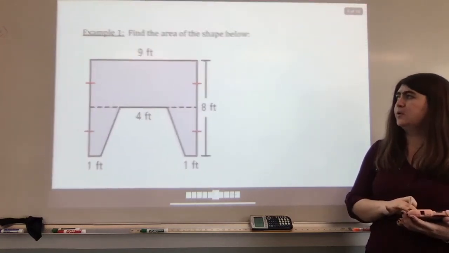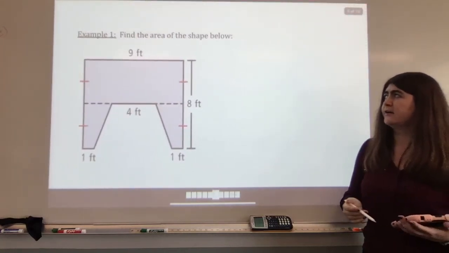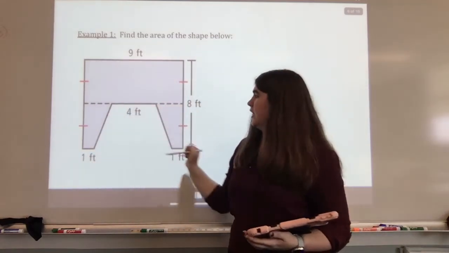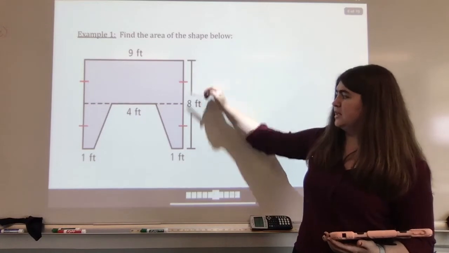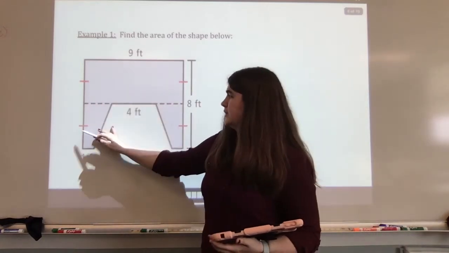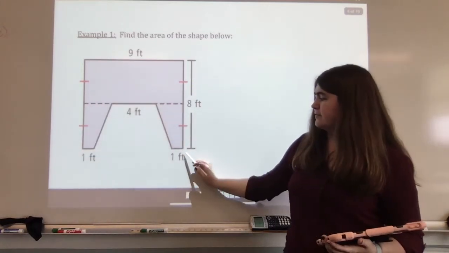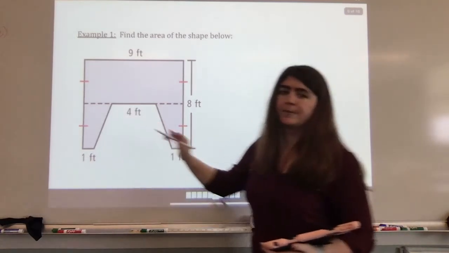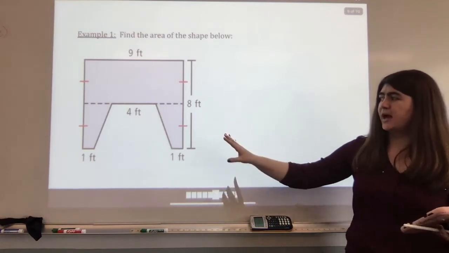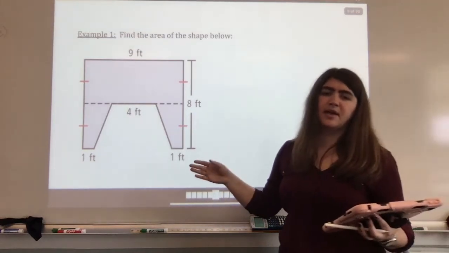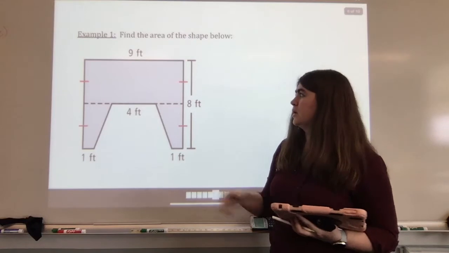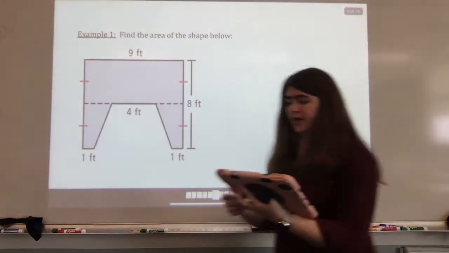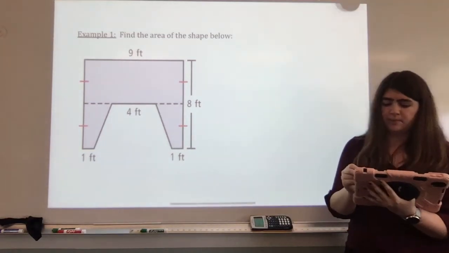All right, so example 1, we have find the area of the shape below. I have that this length is 9. I know this whole length is 8, but these sides are congruent. And then down here, I have that this is 1, this is 1, and this is 4. Because I have a shape that I don't know exactly what it is, I'm going to split it into shapes that I do know. So I recognize that I have a rectangle right here. So that is going to be my first shape.